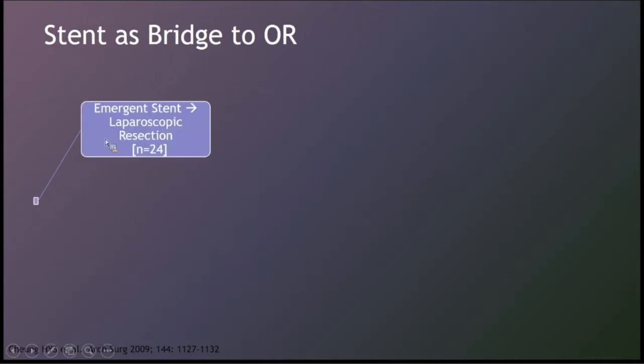Patients would get admitted with a colonic obstruction. They'd go for an emergent stent placement, usually within 12 hours. And then the key here, and what makes the surgery safe, is that after about a week, you can prep them. Once you prep them, the colon is no longer distended. Once the colon is no longer distended, you can anastomose much more safely.